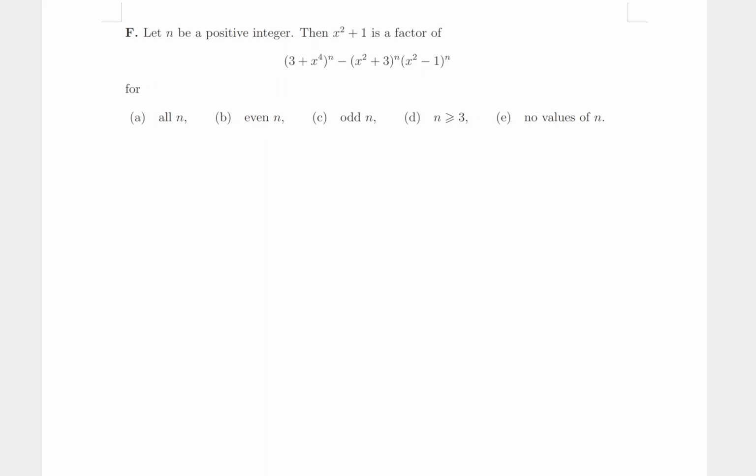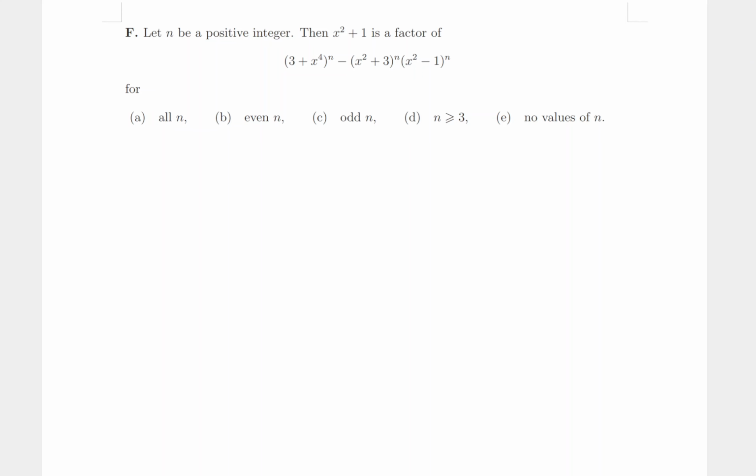Okay, question F. So let n be a positive integer, then x squared plus 1 is a factor of this expression for what sort of condition on n. Interesting. Okay, so there are actually not many factor theorem questions on the MAT for some reason. This is one of them.